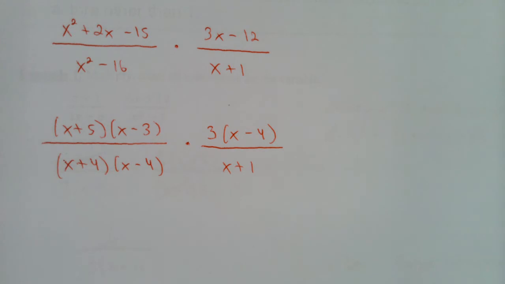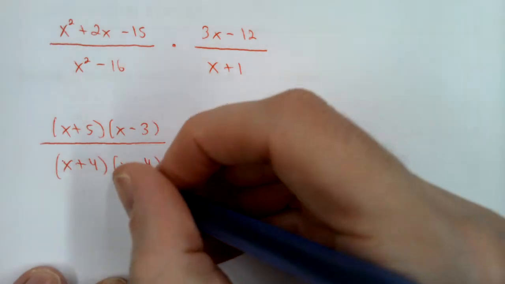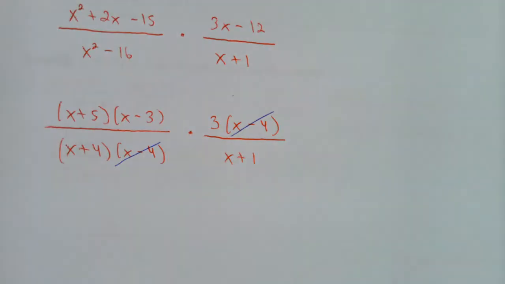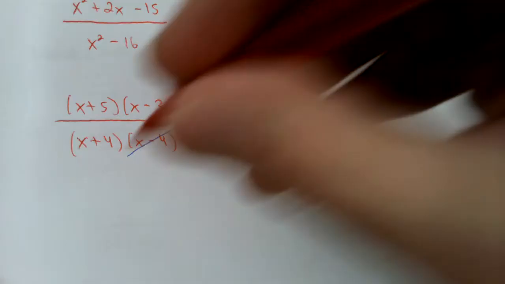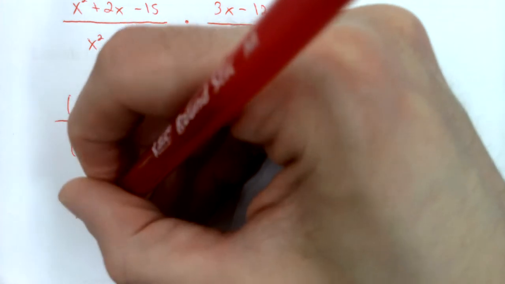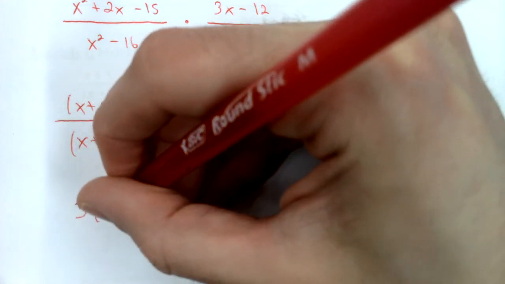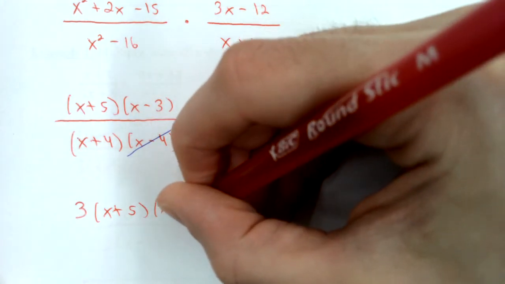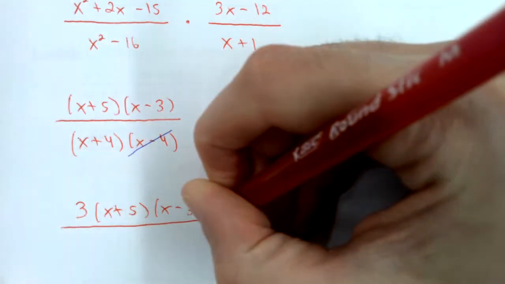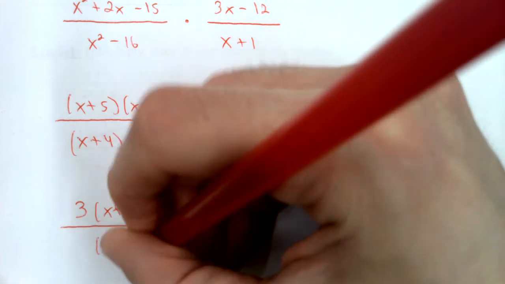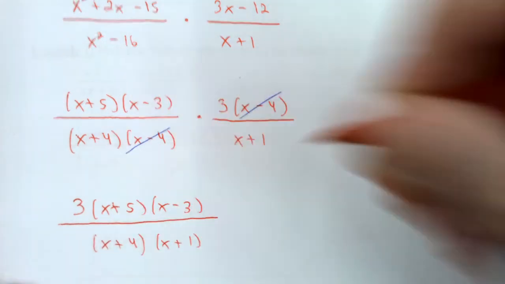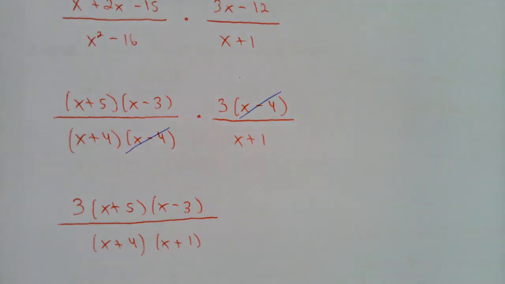Now divide out the common factors. There's not many, just the x minus 4 is divided out. That's fine, though. So the final answer: I'll put the 3 first so it looks nice. 3 times x plus 5 times x minus 3 over x plus 4 times x plus 1. Now we have to do the restrictions.